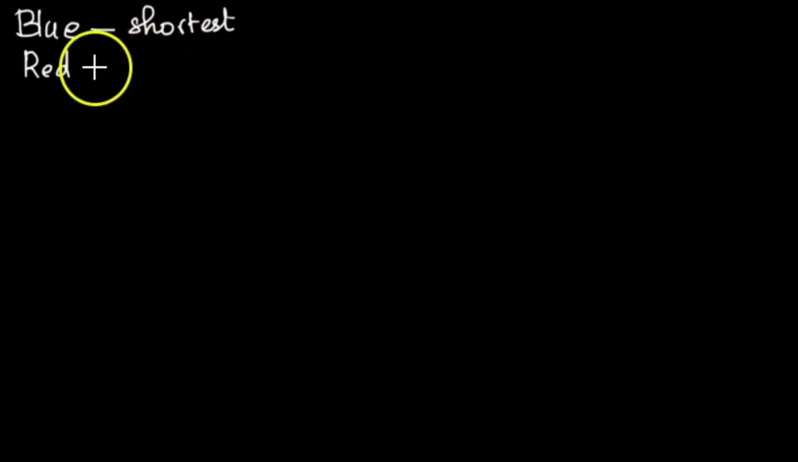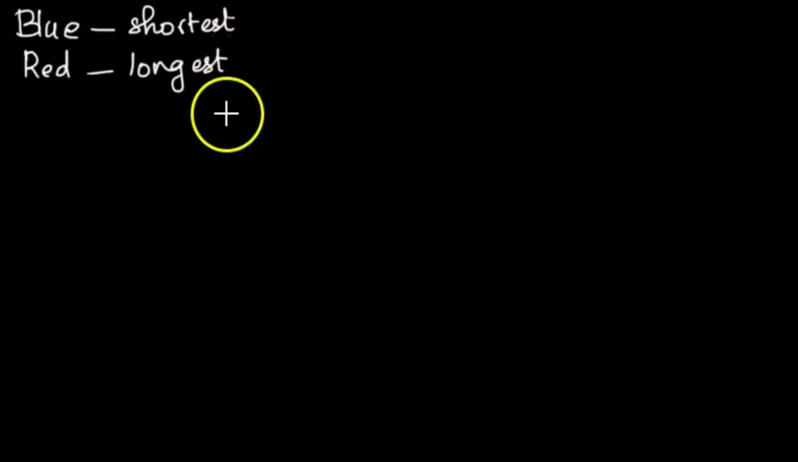So let me just quickly write down two colors, blue and red. Of these two colors, blue has the shortest wavelength and red has the longest wavelength. So here I have introduced a new term called wavelength.